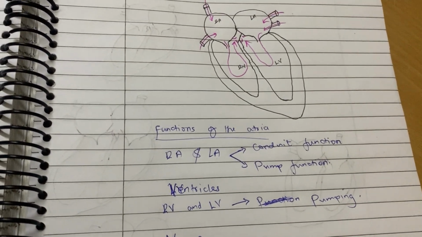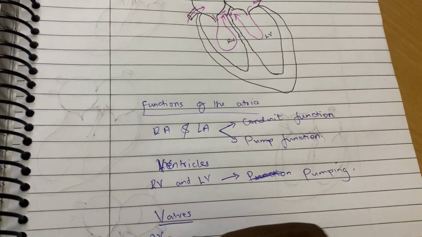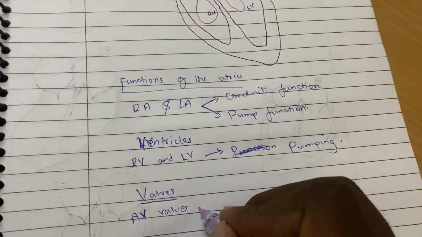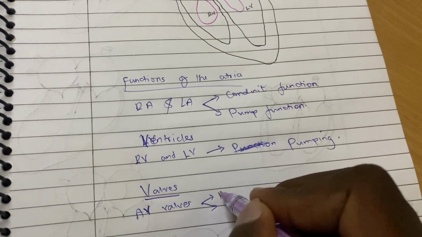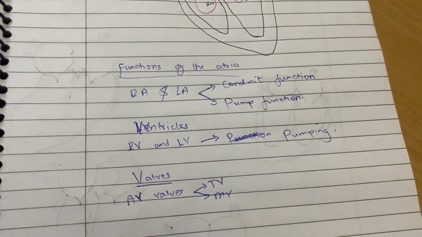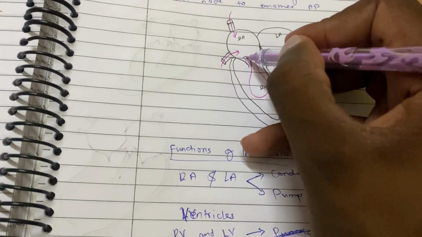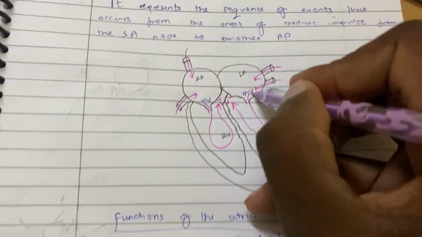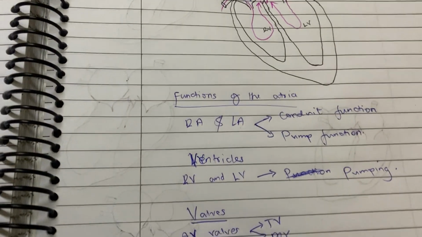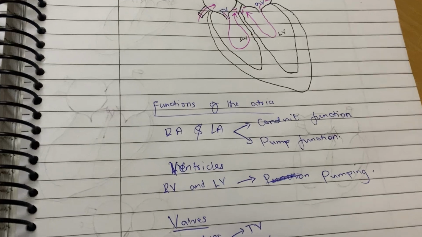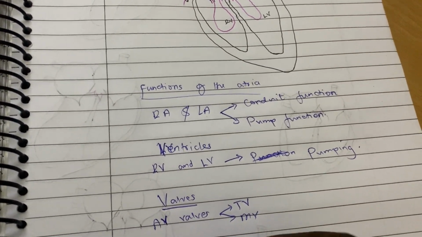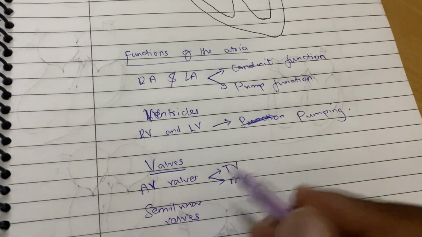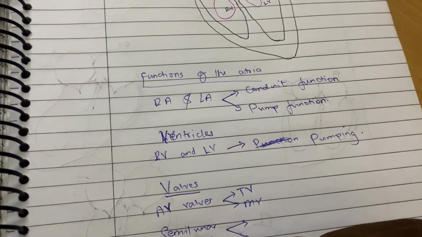Then the next, valves. How many valves do we have? We have AV valves. Which are those? We have the tricuspid valve and then the mitral valve. This is the tricuspid valve, and this is the mitral valve. And then the other valves, we have semilunar valves. Two of them are there also.